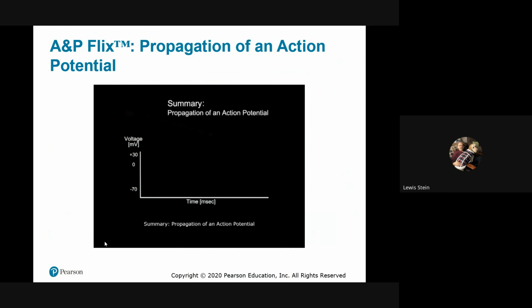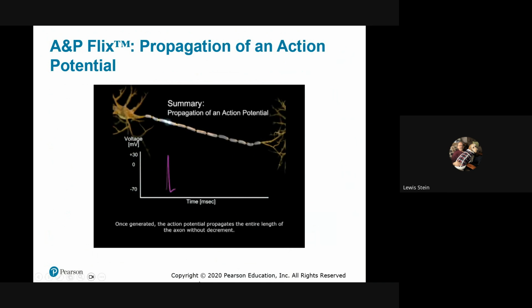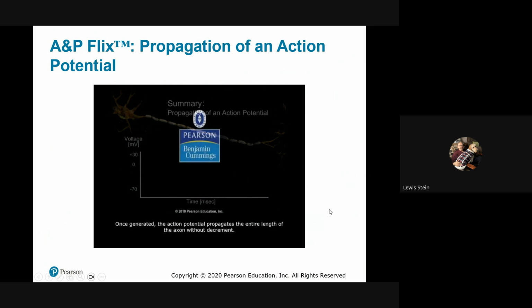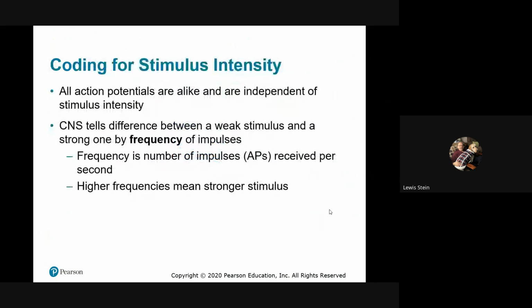Propagation of an action potential. Once generated, the action potential propagates the entire length of the axon without decrement. And we can measure these things, and that's when we talked about in muscles, when you saw those myograms and the twitches and the staircasing, all that jazz. And we can do this, and it's done in the lab.